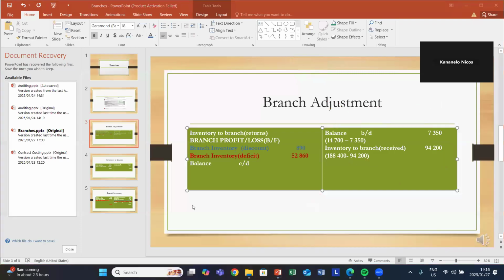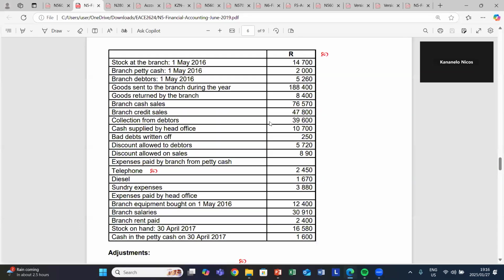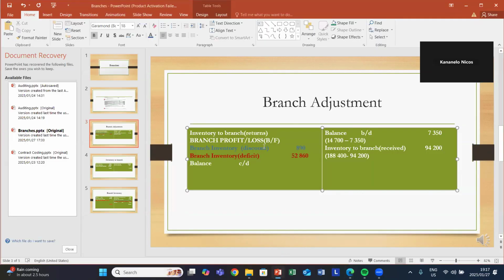And then also for inventory to branch, you'll do the very same thing. They provided you with your sales. Your sales amount to how much? 8,400. So with your 8,400, you'll have to calculate your cost of sales. 8,400 multiplied by 100 divided by 200, and then your cost of sales will be 4,200, which you'll minus here. Minus 4,200. The value that you get will be 4,200 here.